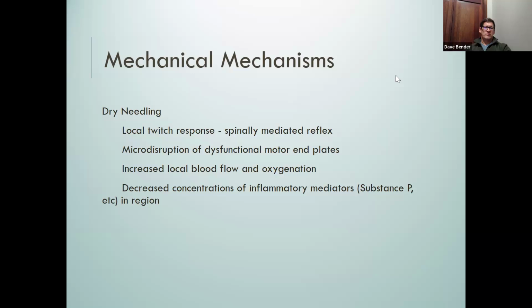The local twitch response in dry needling is a spinally mediated reflex. There's this micro disruption of the motor end plates, as we talked about, and how that impacts what's going on at the motor end plate. Increased local blood flow and oxygenation is also seen. That idea that local increase in blood flow and oxygenation decreases the concentration of inflammatory mediators and the chemical stew, as it were.